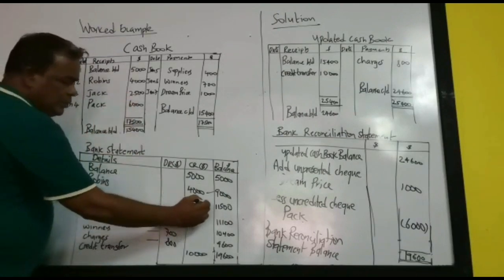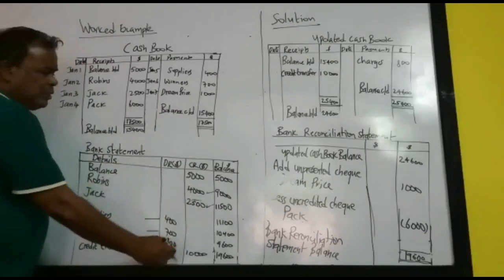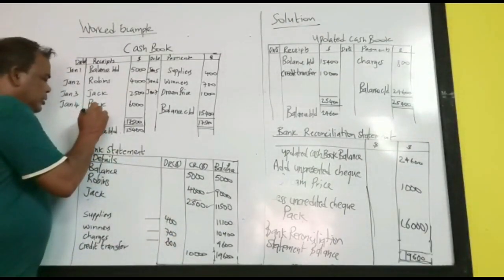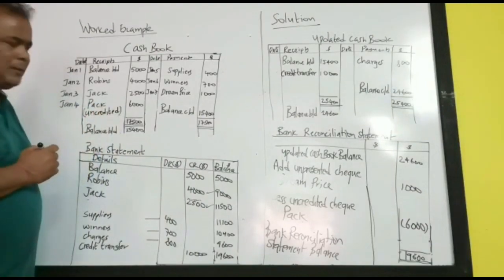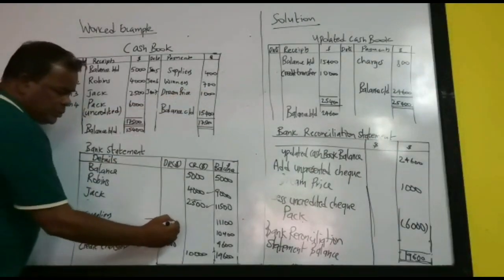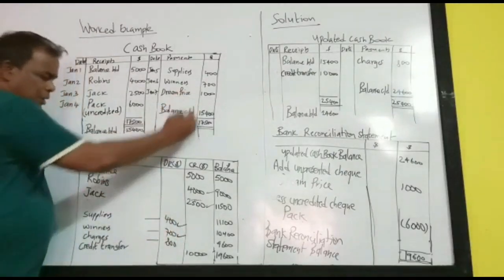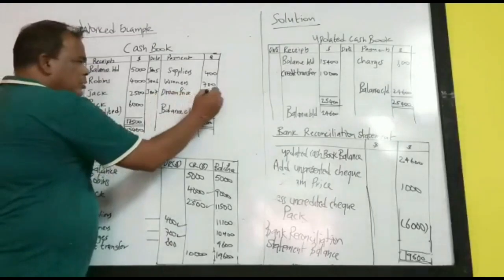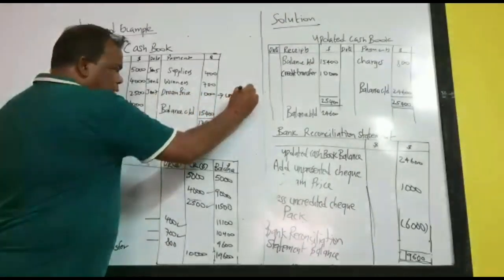2,500, we have 2,500 here, we put a tick. Then 6,000,000 has not yet been credited. This one is known as uncredited check. It has not yet been presented to the bank. And then we have 400. On the debit side also we have 400. Good. 700. We have 700. Not yet debited. This one is known as undebited, or what we call unpresented.